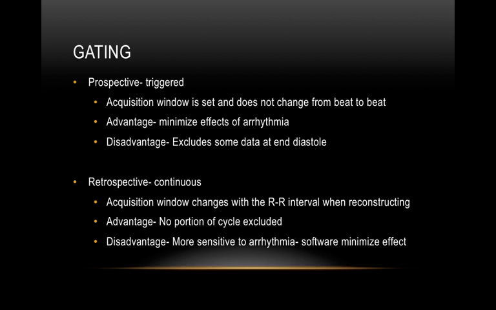The advantage of the prospective is we can define the acquisition window, and it doesn't change from beat to beat, whereas retrospective gating, the acquisition window is continuous throughout the cardiac cycle. The prospective gating, therefore, can have an advantage when there's arrhythmia, since we can set the acquisition window shorter than the shortest period of R to R with arrhythmia, and therefore we don't have any chance of arrhythmia causing artifact within the images.